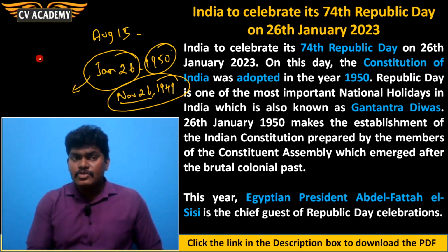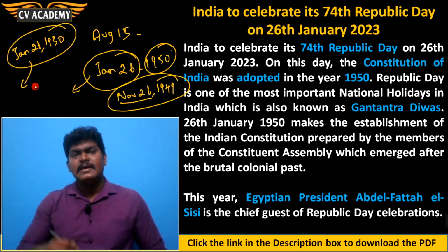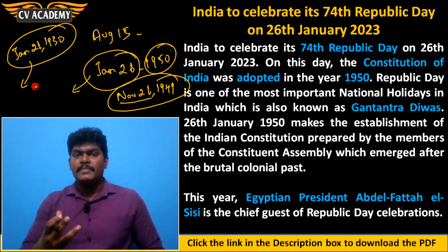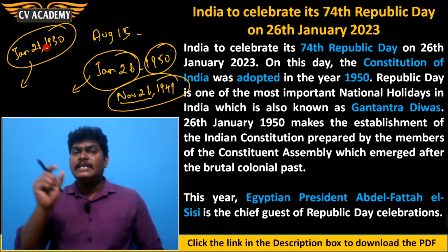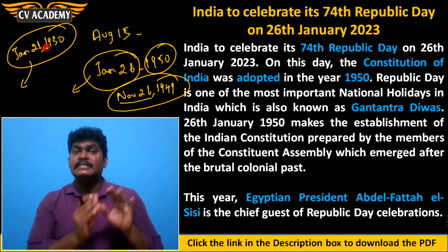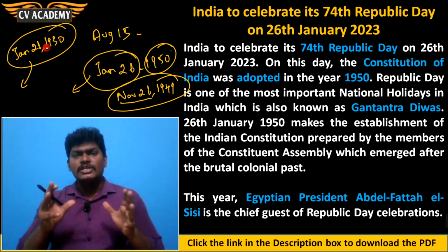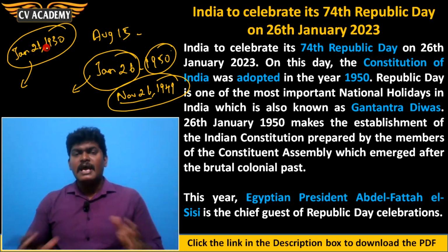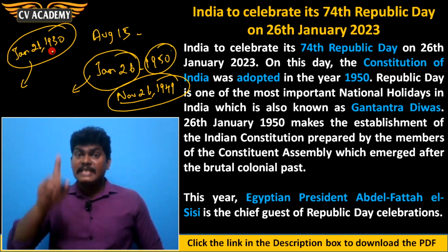Because on January 26, 1930, our freedom fighters, Mahatma Gandhiji, Motilal Nehru, Sardar Vallabhbhai Patel, decided to celebrate January 26, 1930 as the Purna Swaraj Day, that is the complete Independence Day. They decided that at the Lahore session of the Indian National Congress. In that meeting in Lahore, they decided to celebrate January 26, 1930 as the Purna Swaraj Day, that is the Independence Day.